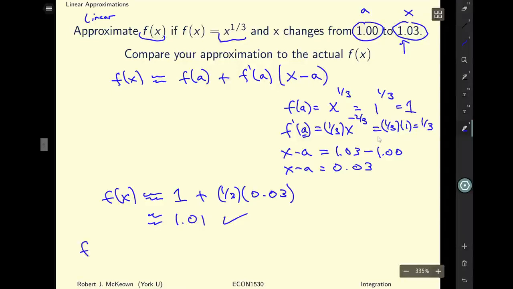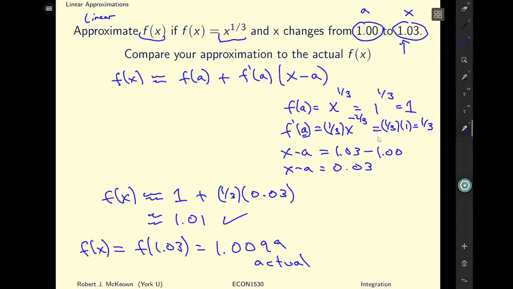Now, what is the actual? f of x is actually equal to f of x, right? x is equal to 1.03. And if I use my calculator, I end up with 1.0099. And that's the actual. So the hard-working little computer calculator calculates it as 1.0099.